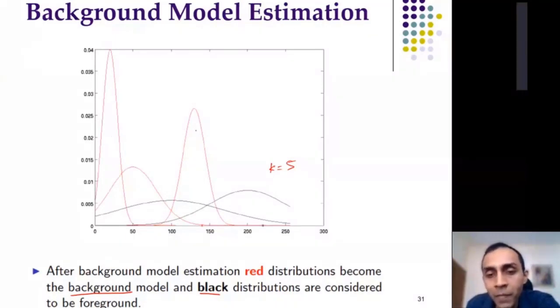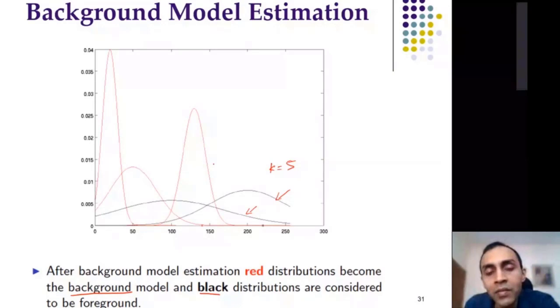Any pixel which matches these distributions, if the current pixel value matches one of these foreground distributions, will be classified as a foreground pixel. Whereas if the current pixel value matches one of these background distributions, then that pixel will be labeled as a background pixel.